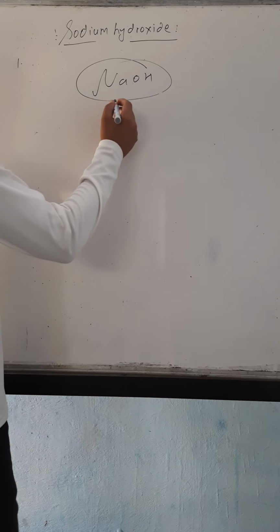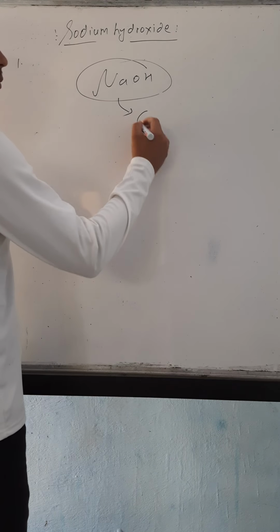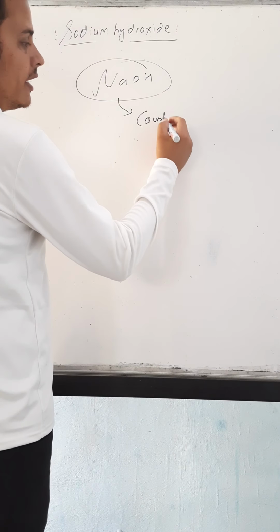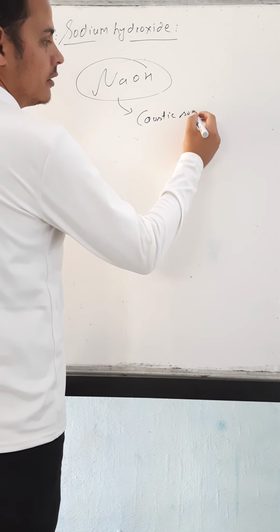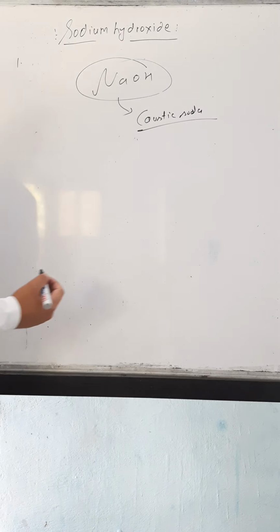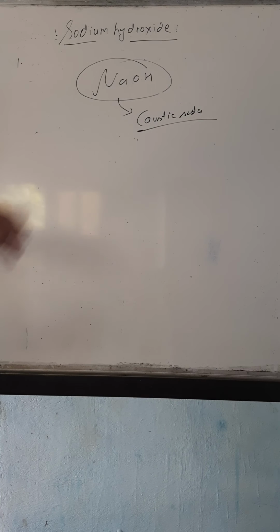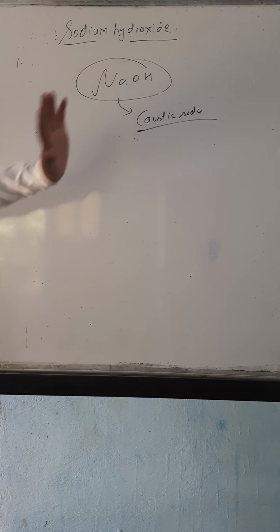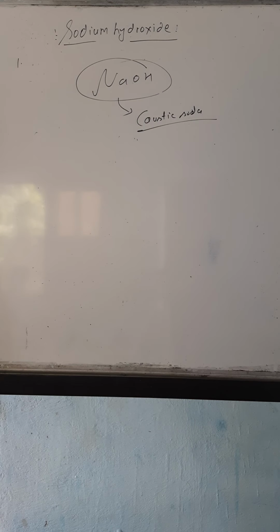NaOH. Its common name is caustic soda. The common name for sodium hydroxide is caustic soda. Are you getting this? And how do we prepare this sodium hydroxide?